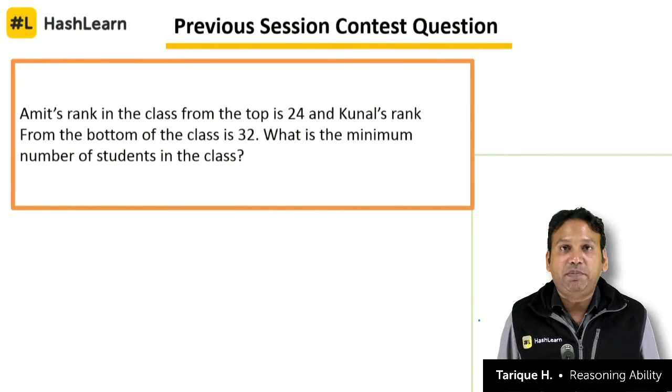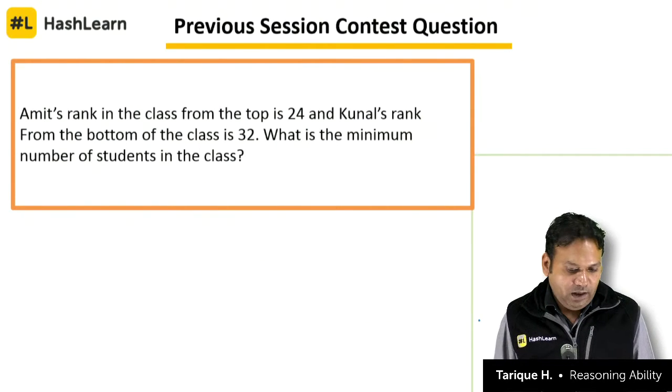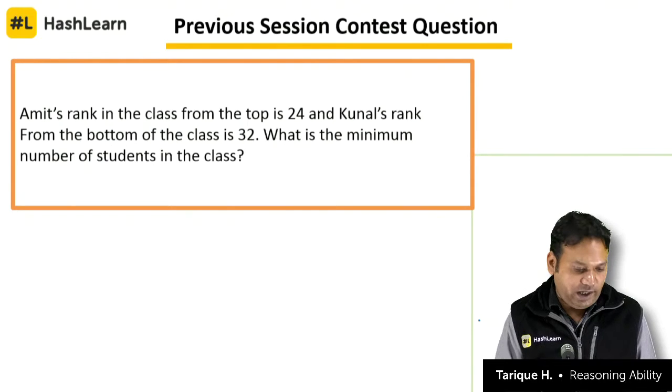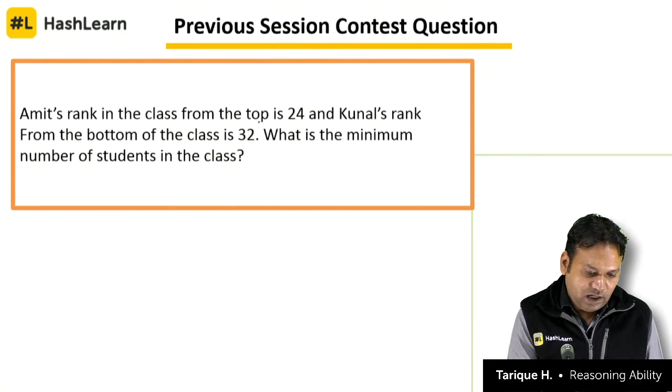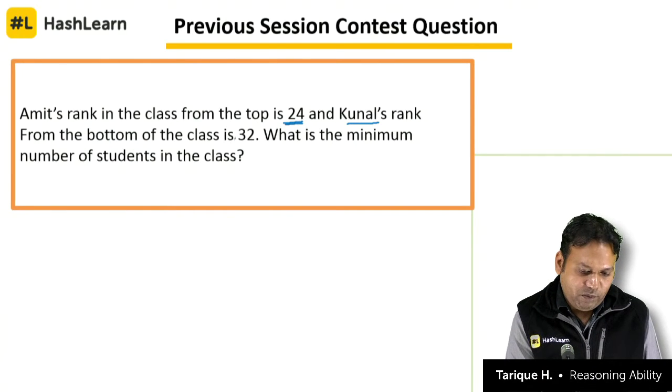Next we'll see the previous session contest question. This is from the class on order and ranking. Amit's rank in the class from the top is 24 and Kunal's rank from the bottom is 32.